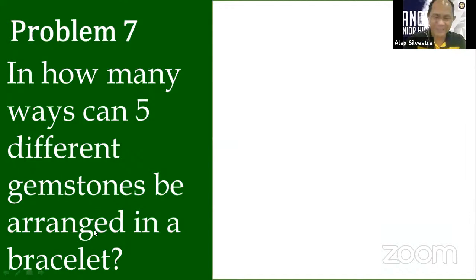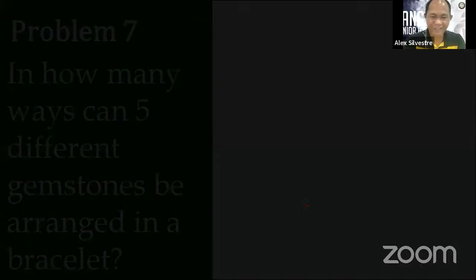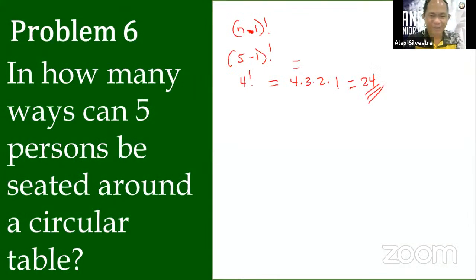Go back to problem number 6. Problem number 6 is all about the 25 ways for Jel. This is all about the circular table, no? Wherein you have to use only n minus 1. But if you are referring to an object, which you also placed on an object, okay?